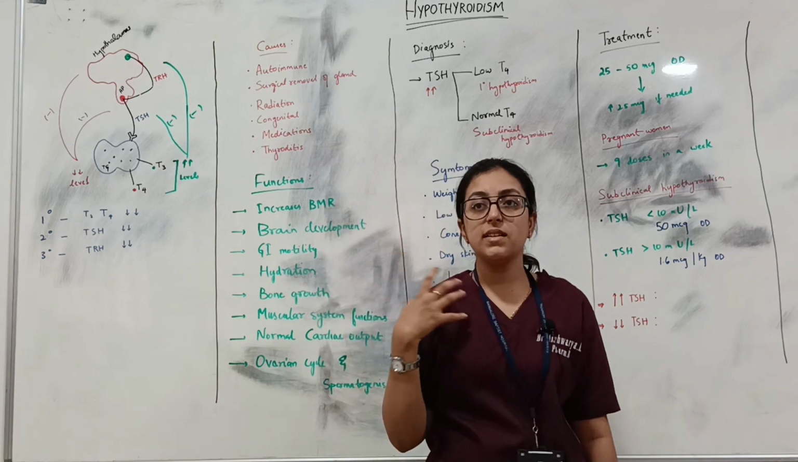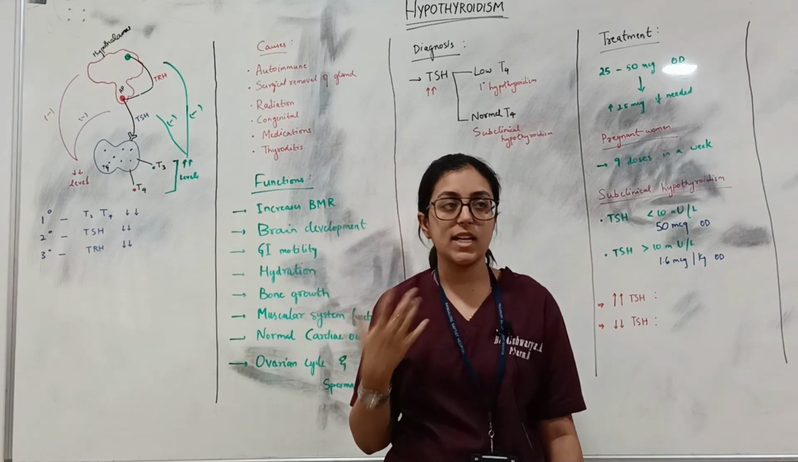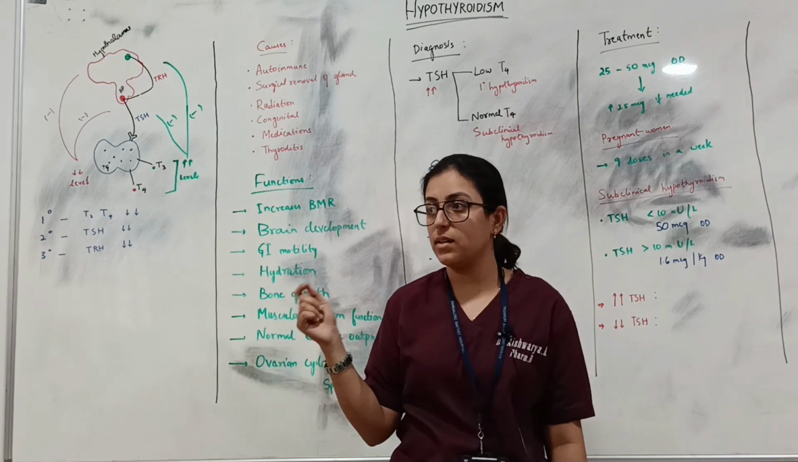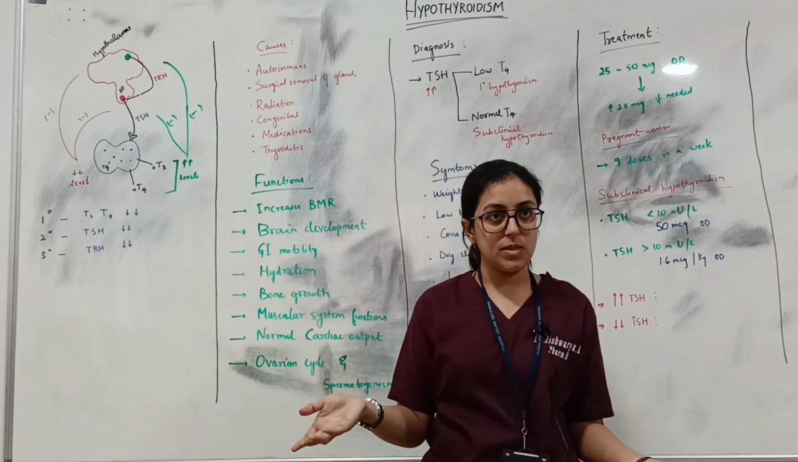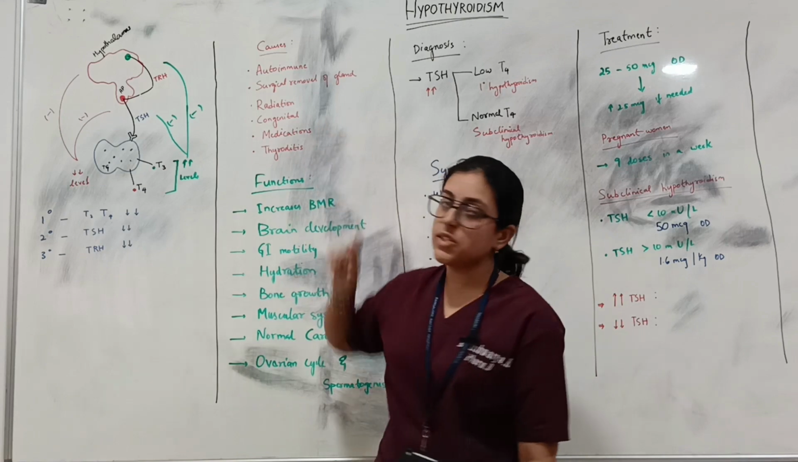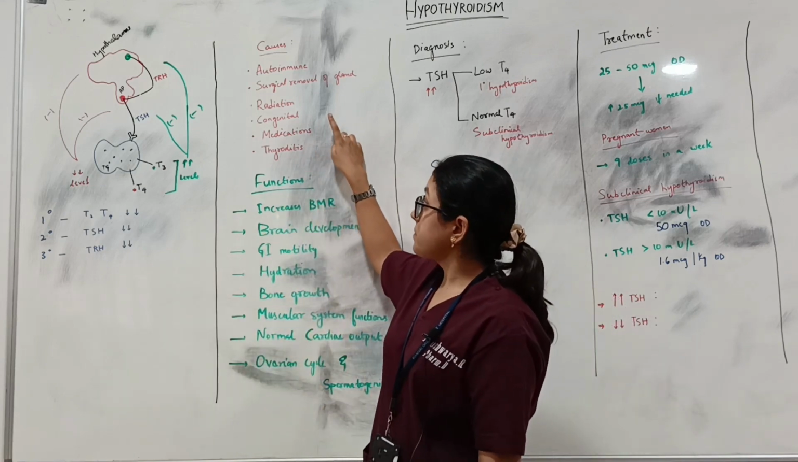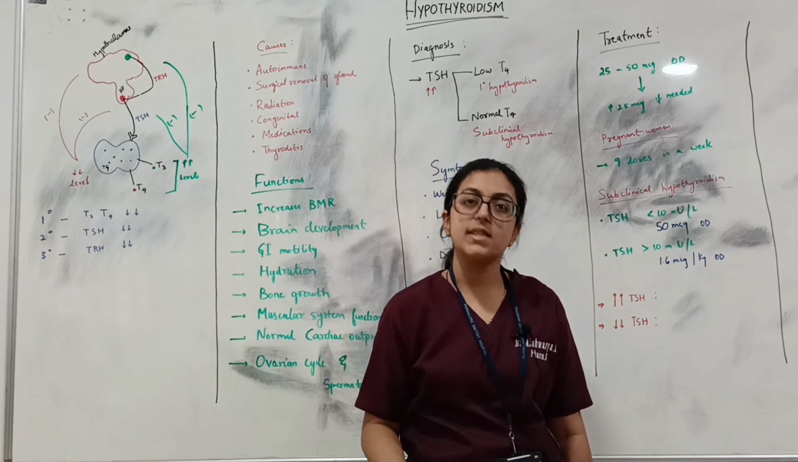Radiation: when you are exposed to radiation for a long period of time, there is damage to thyroid cells, so there is a possibility of hypothyroidism. Then congenital, if the person has a thyroid disease by birth. Certain medications also cause hypothyroidism.